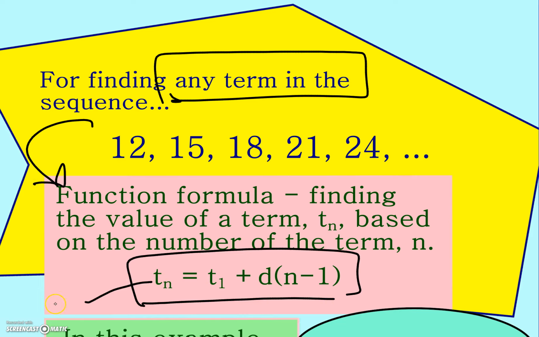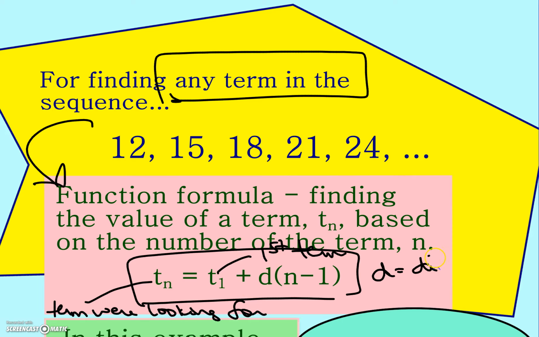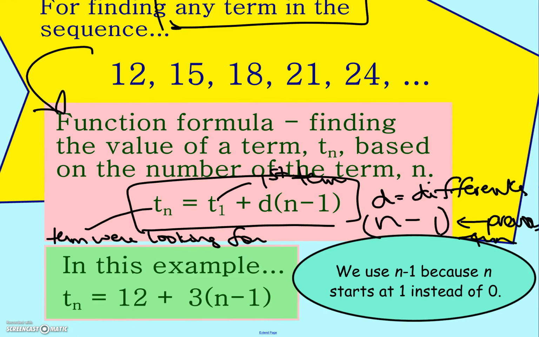Remember, Tn is the term we're looking for. T1 would be the first term. D stands for difference. N is the term we're looking for, minus 1, so you're looking for your previous, that should be a minus 1, not a 4. And that's your previous term. All right, so in this example, Tn, that's what we're looking for, equals 12, first term, plus 3, because that's the difference, times n minus 1, so n could be any term we're looking for.